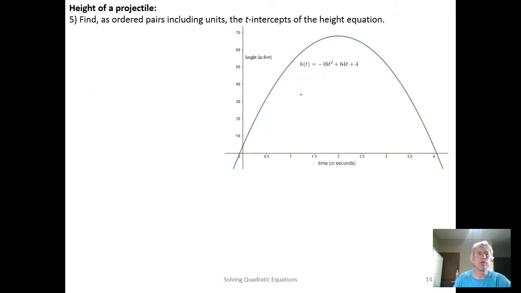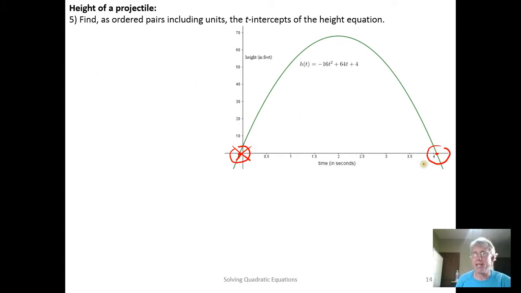5. Find as ordered pairs, including units, the t-intercepts. And again, there's 2 t-intercepts. There's a time axis intercept here and a time axis intercept here. But we recognize that negative time over here is garbage, so we're just going to worry about finding the one that makes sense in the context of the model.